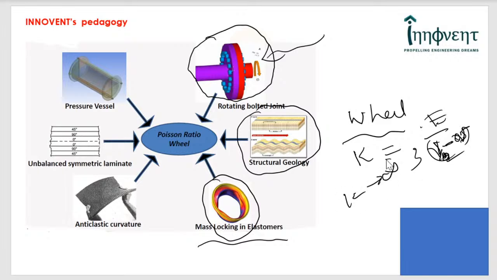That means the volumetric response gets locked out, because bulk modulus is the one that determines the volumetric response, and that gets blocked out. As a consequence, the volumetric response is not obtained, and that is called mass locking.